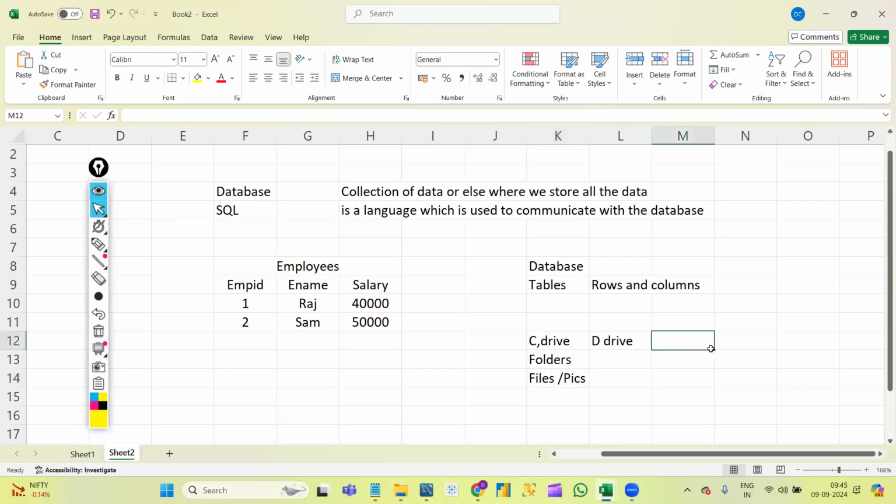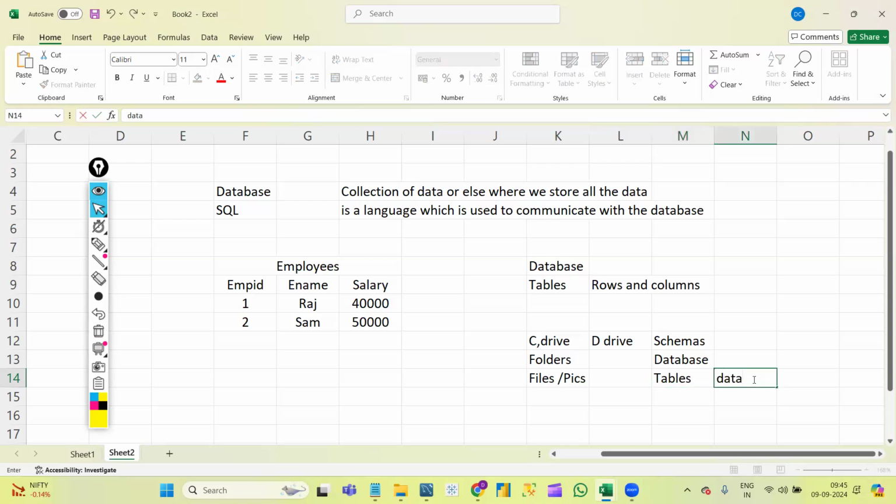In the same way, if we are talking about databases, the C drive or D drive is called something like schemas here. Okay, inside the schemas, we will create the database. Inside the database, we will create tables, and inside the tables we will insert the data. Okay.